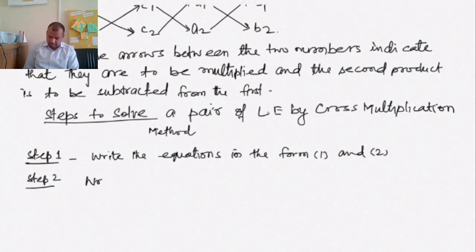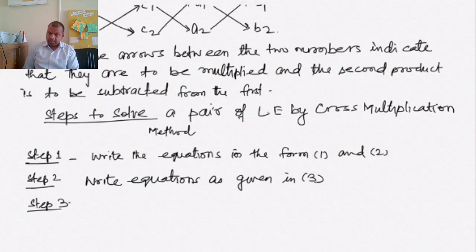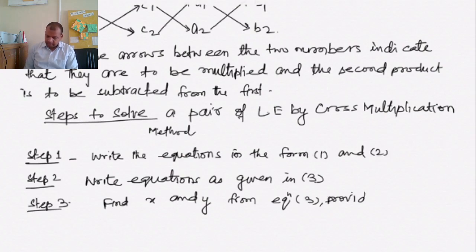Just take the help. So write equations as given in equation 3. And third step, find x and y from equation 3, provided a1 b2 minus a2 b1 is not equal to 0.